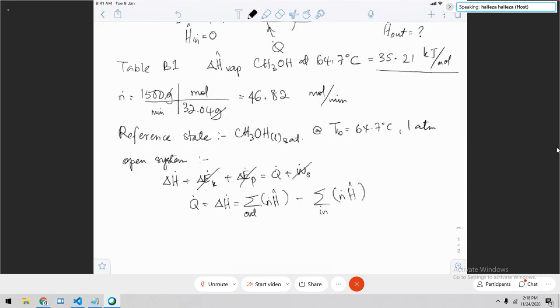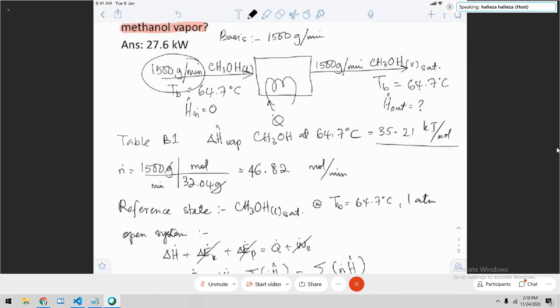Now, what is H out, guys? H out is the delta H for vaporization, the latent heat of vaporization. Yes. Your delta H vaporization is equal to H out at the boiling point minus H in. This is always liquid, and the out is always saturated vapor. Your saturated liquid is H in, your H out is saturated vapor. This is always the case for latent heat of vaporization.